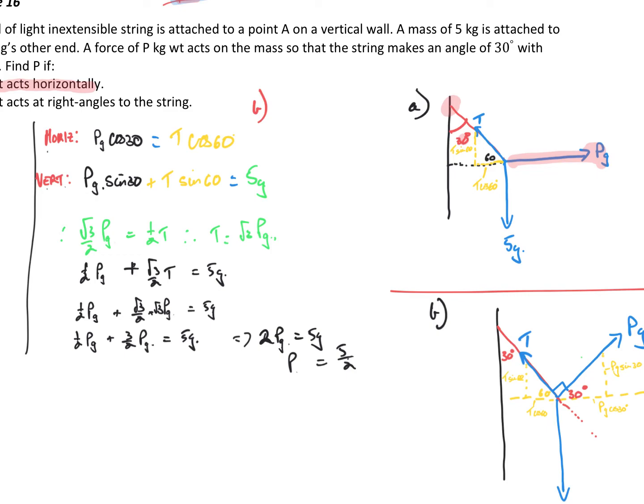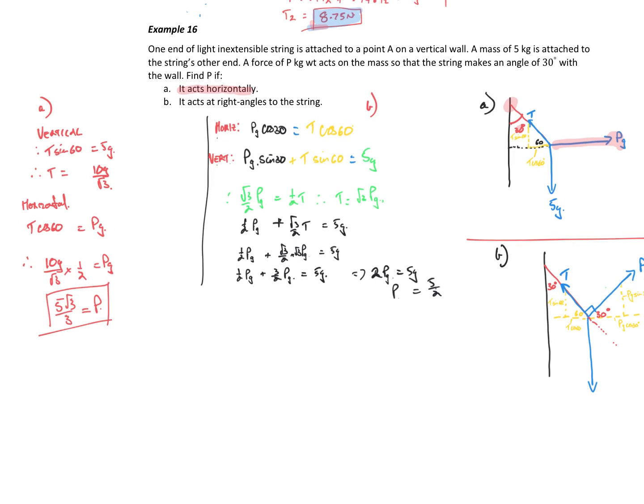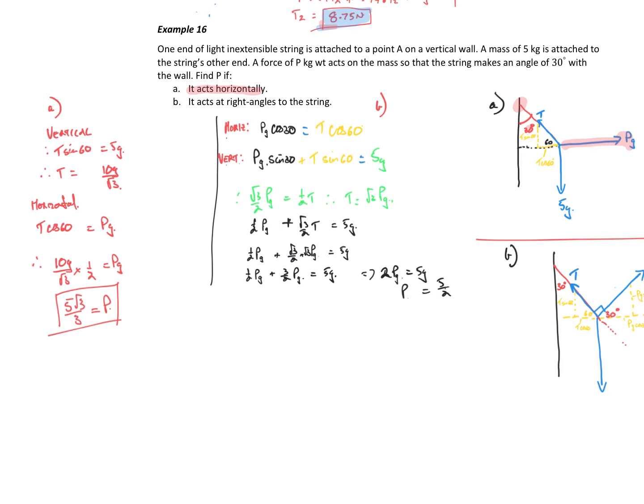Yeah. So if I consider the horizontal forces, we're going to concentrate on A. The horizontal forces, all we've got really is Pg is going to be equal to T cos 60, because it's the only forces acting horizontally. So there's that equation there.